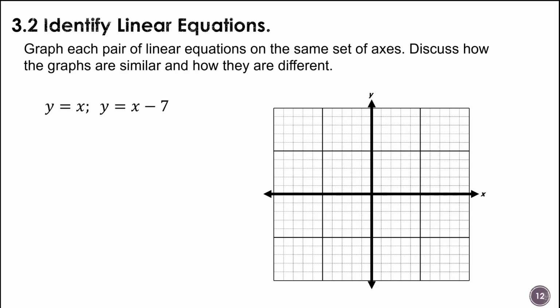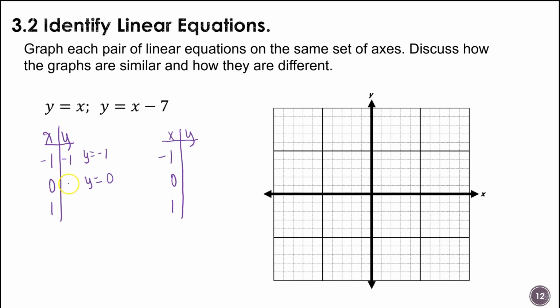So I've got 2 more of these. Okay, so once again, they're solved for y. I'm just going to use the points -1, 0, and 1. I'm going to do the same thing for the second equation. Now notice on the first one, everything that x is, y is the same. Y is equal to x. So if x is -1, y is also -1, right? So y equals -1. Y equals 0. I'm substituting for x. Y equals 1.